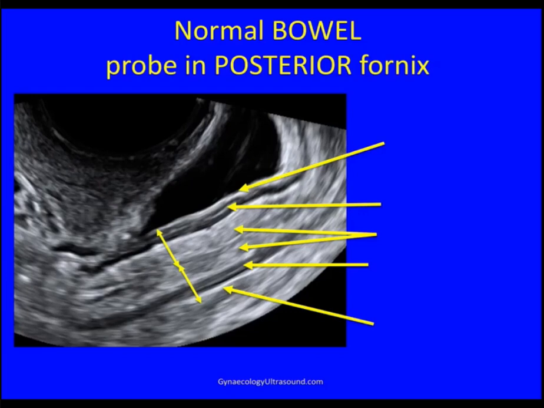And this is a nice image of a normal bowel. So I've got my probe in the posterior fornix, the cervix is over there somewhere. I've got vagina, peritoneum, then a bit of free fluid, and then I've got a bit of lower rectum here. So the first layer here, this bright white, that's serosa. Then we've got a layer of dark white dark. This is the muscularis layer.